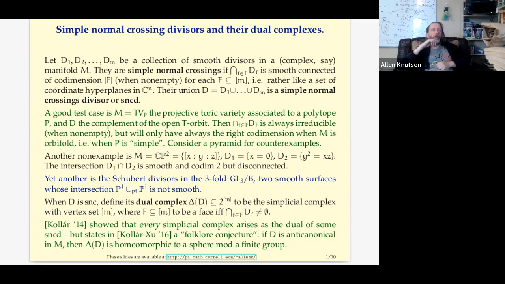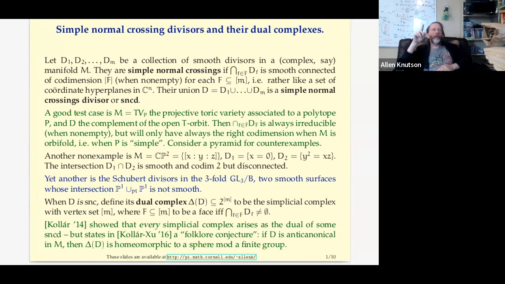In this anticanonical situation, Kollár and Xu repeat this folk conjecture, and they blame a few people for it, but they don't have a reference, that the dual simplicial complex should be homotopic to a sphere modulo a finite group. And in particular, they prove things like it's a homology sphere, that topologically it has this fairly strong condition towards looking like a sphere. So I want to give a couple of examples today where these SNCDs arise naturally, and the conjecture is homotopic.